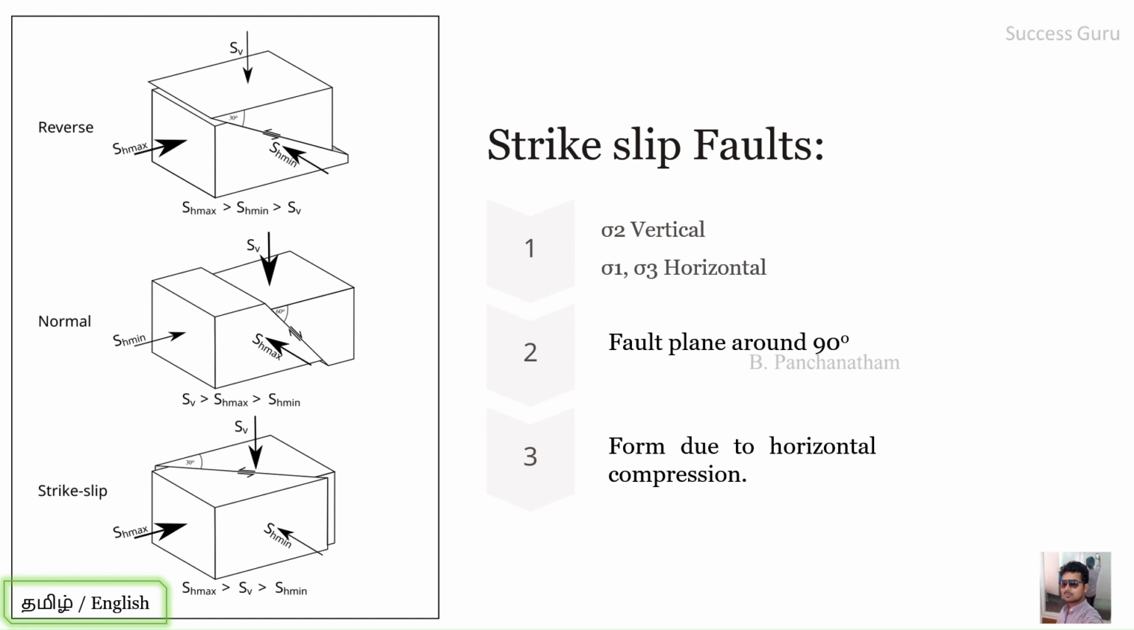That's why it is happening as a strike slip fault, and the fault plane here is 90 degrees. And here the displacement is due to the horizontal compression. Okay. So these are the three broad classes of fault in Anderson theory of faulting, and these are the setups of sigma 1, sigma 2 and sigma 3 in terms of this fault classification.